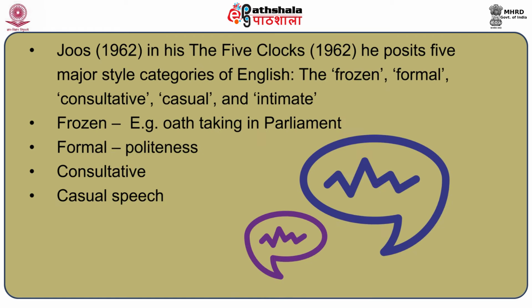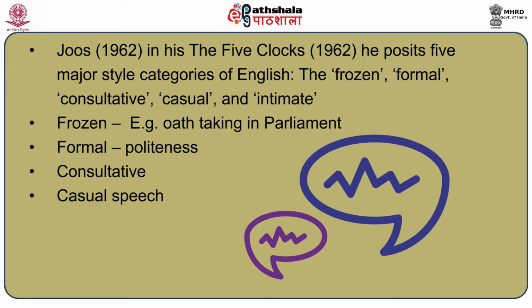Same idea is carried forward by many other linguists. Bloch had identified it with frequency, the message carried by the frequency distributions and transitional probabilities of its linguistic structures. That will define style. Martin Joos also took up the idea of frequency distribution, and he has a very interesting small booklet, The Five Clocks, in which he identified five major style categories of English: frozen, formal, consultative, casual, and intimate styles.